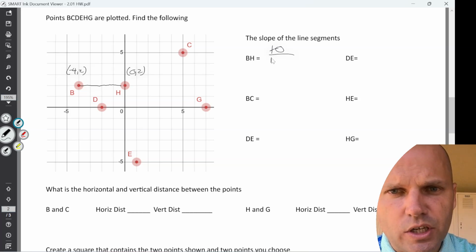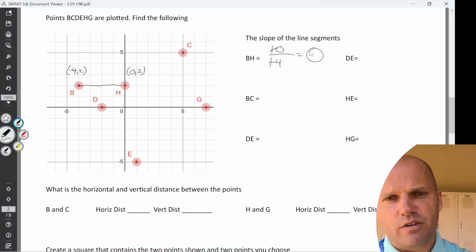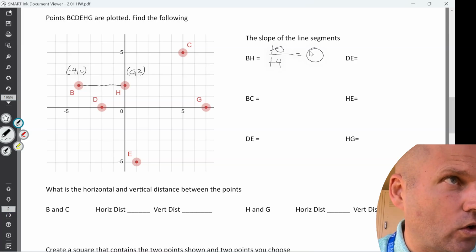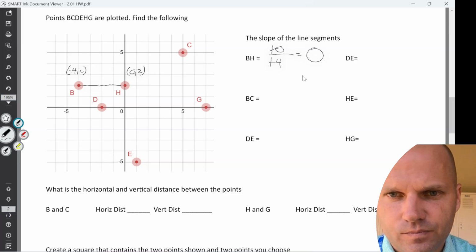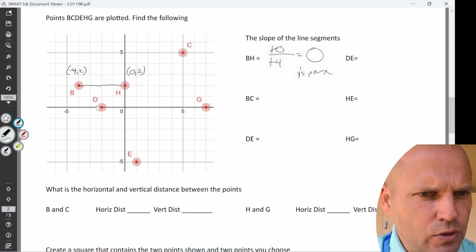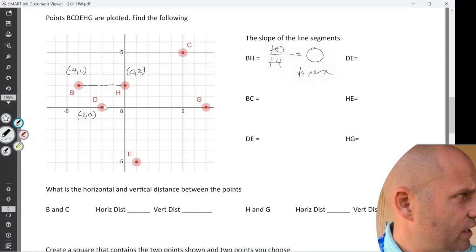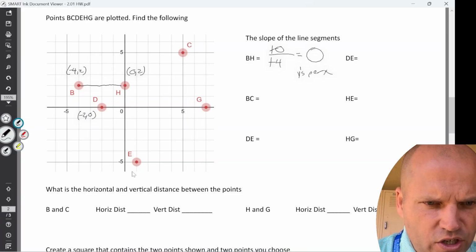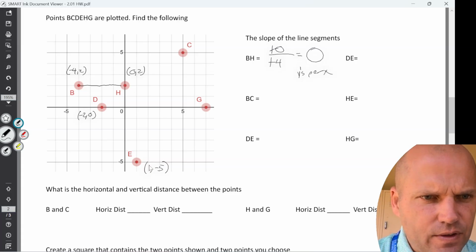I can see that the y change is plus 0 versus the x change is plus 4. Well, 0 divided by 4 is 0. We will call that slope 0. I'm not going up or down any y's per x. D is located 2 to the left of the origin and not up or down. So I would say D is located at negative 2, 0. E is 1 to the right of the origin and 5 below. So that's a location of 1, negative 5.